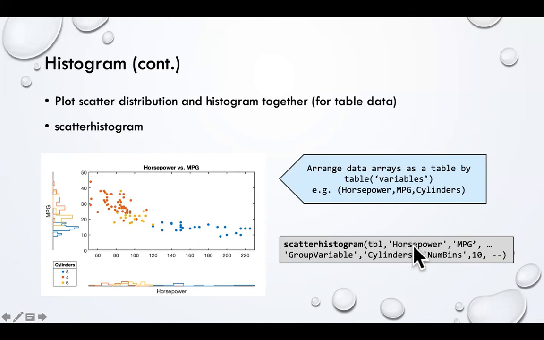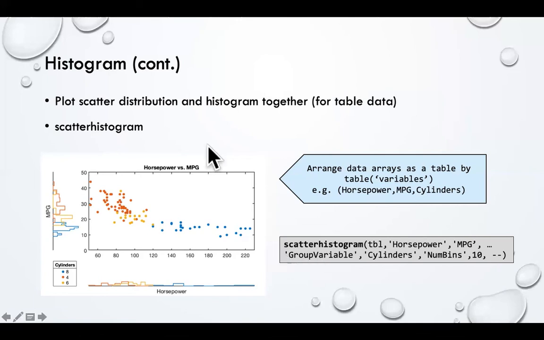You just put the table name over here as the table. And what I want to plot is the MPG versus horsepower. So here I'm saying I want to plot horsepower against MPG. To categorize, to group it, you just put the group variable cylinder. That's why you need the third column right over here. And I want my histogram number of bins exactly the same as previous slides. So I have the number of bins right over here.